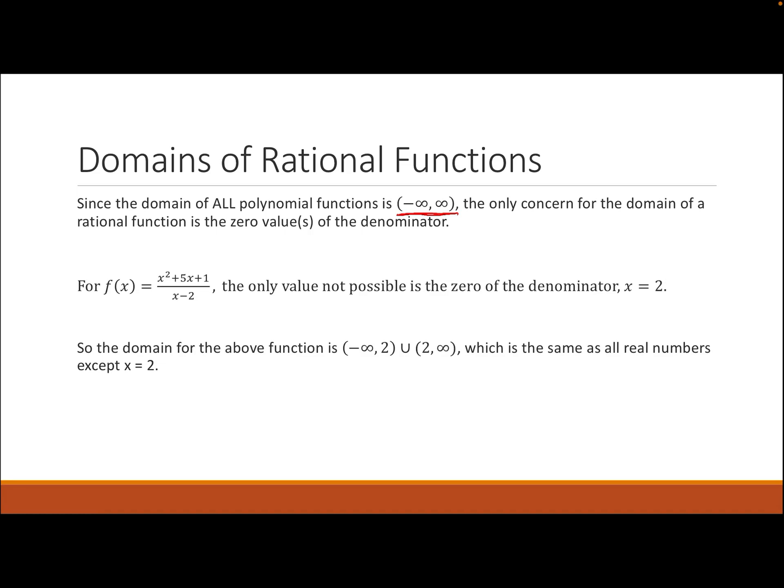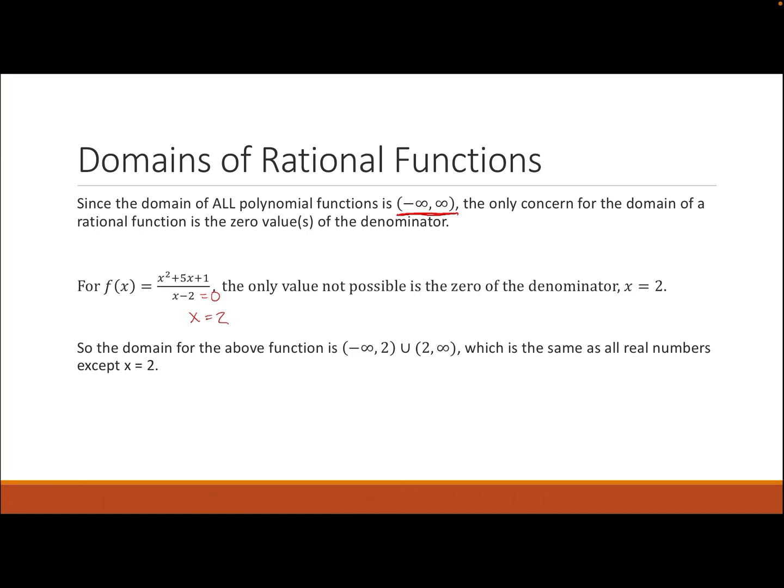In the example that we have, x squared plus 5x plus 1 divided by x minus 2, the domain is going to be all real numbers except what makes the denominator 0. And in this case, all you have to do is set that value equal to 0. We'll find that x equals 2 is the value that makes the denominator equal to 0. So our domain is going to be all real numbers except x equals 2.